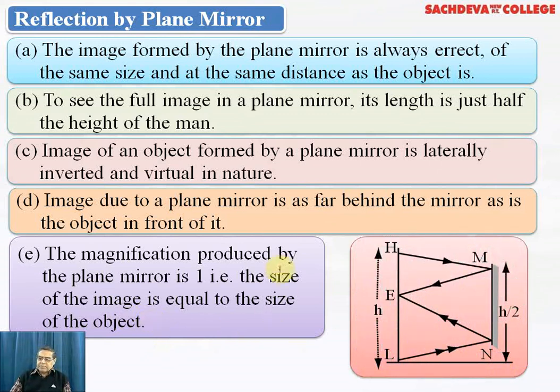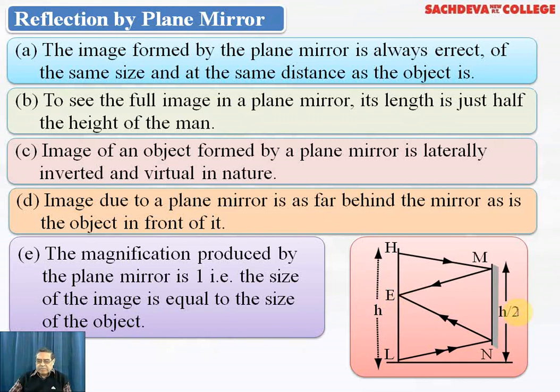Now in the figure on the right side, H indicates the total height, and an incident ray moves towards M from H. It gets reflected, meeting at E. From L, another incident ray strikes the plane mirror and gets reflected, meeting at E. So the two reflected rays meet at position E, at H by 2, that is, half of the total height.